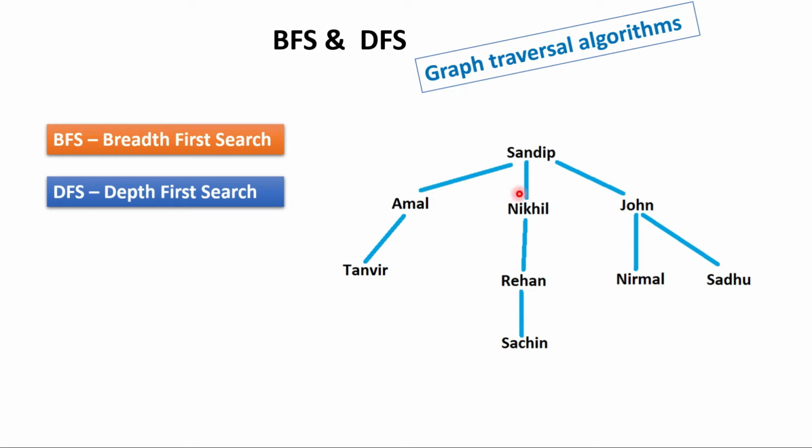But same thing, if we are doing it in depth first search, then I will go to first Amal or maybe anyone. For this example, I am first going to Amal. Then who is Amal's friend, that is Tanvir. Then I come back to Amal, then to Sandeep. Then I check who is my next friend, that is Nikhil. Nikhil's friend Rehan, Rehan's friend Sachin. Then I have to come back. Then John, John's friend is Nirmal. Then I will come back to John again. Then I will check for Sadhu. So in DFS or depth first search, the order will be Sandeep, Amal, Tanvir, Nikhil, Rehan, Sachin, John, Nirmal and Sadhu.